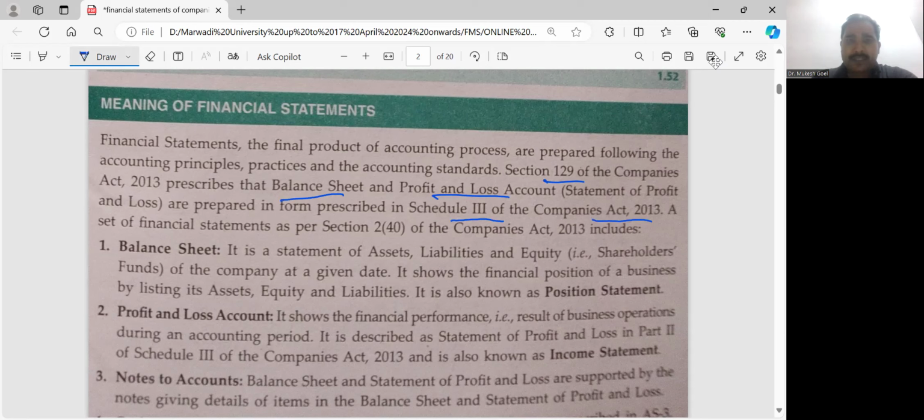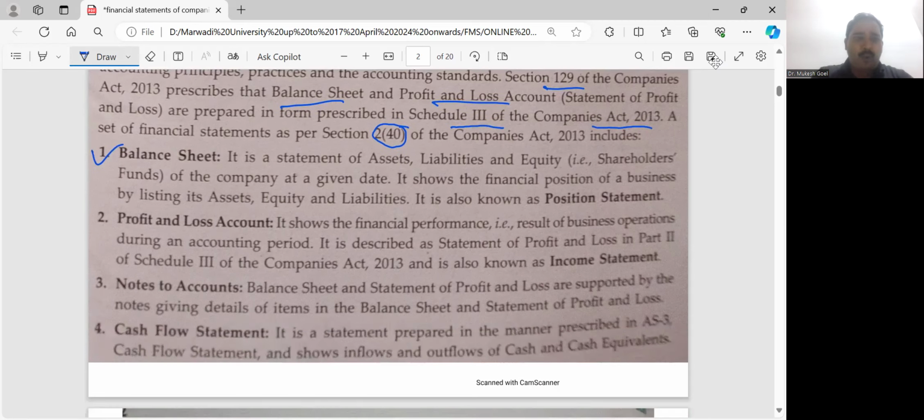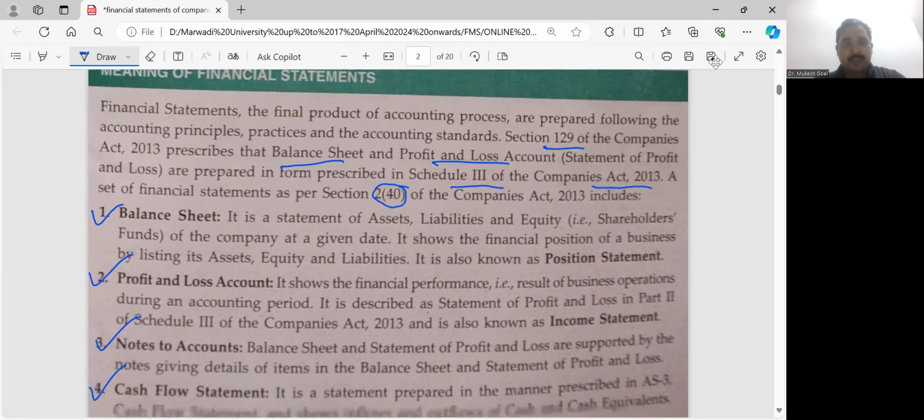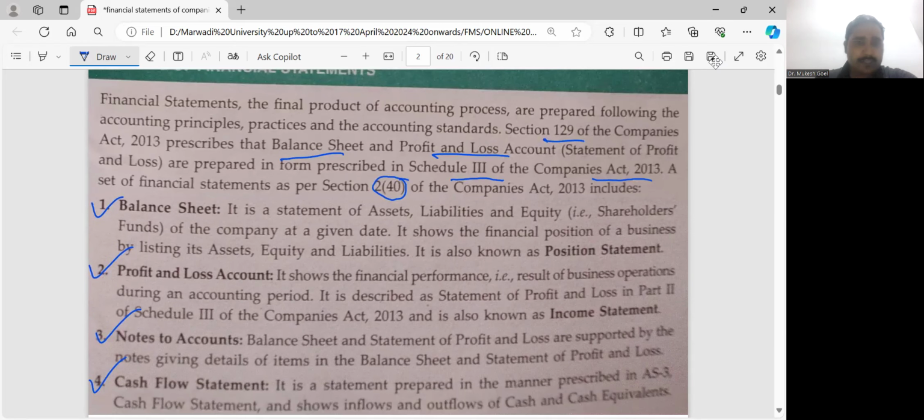A set of financial statements as per section 240 of the Companies Act 2013 includes: first is the balance sheet, profit and loss account, notes to accounts and cash flow statement. So first of all, balance sheet.